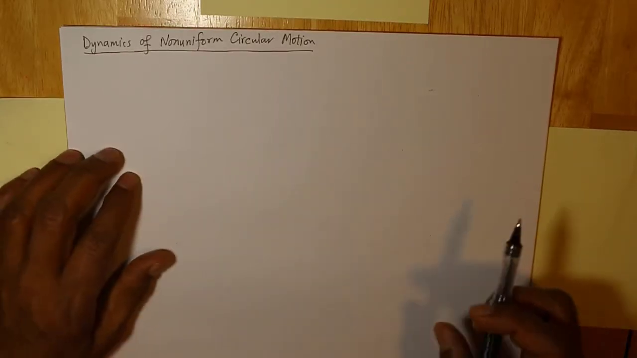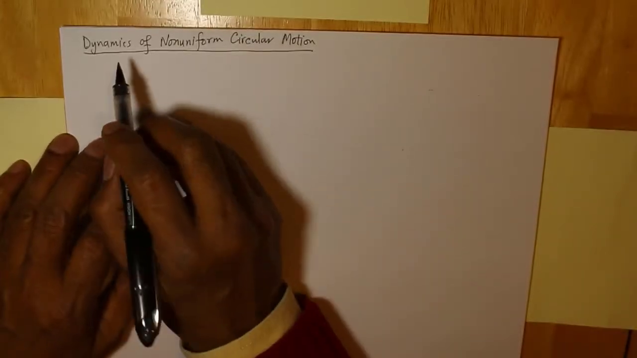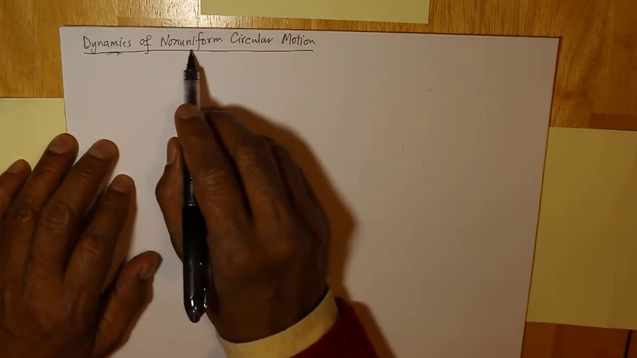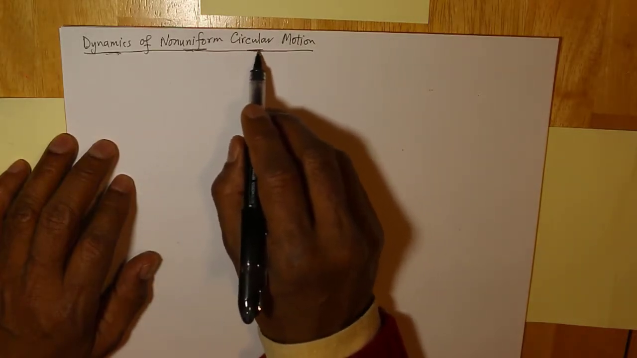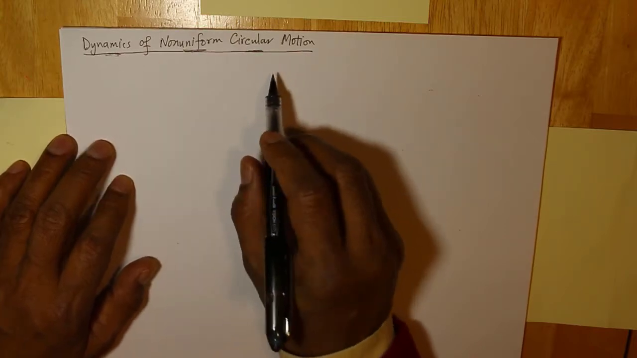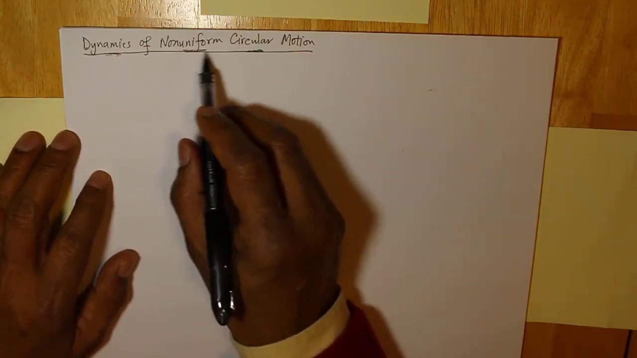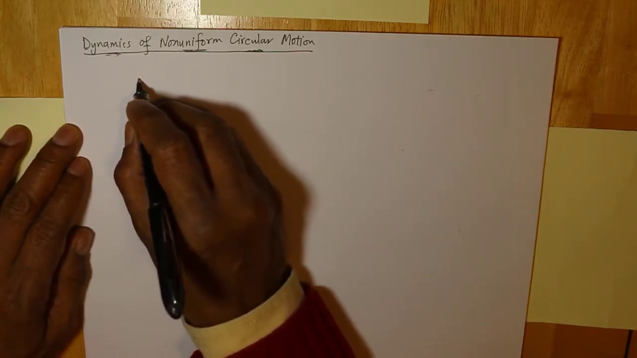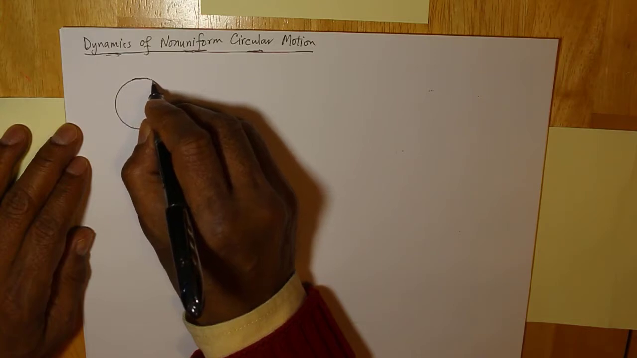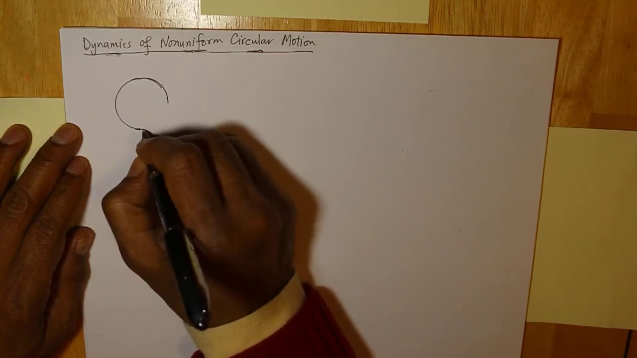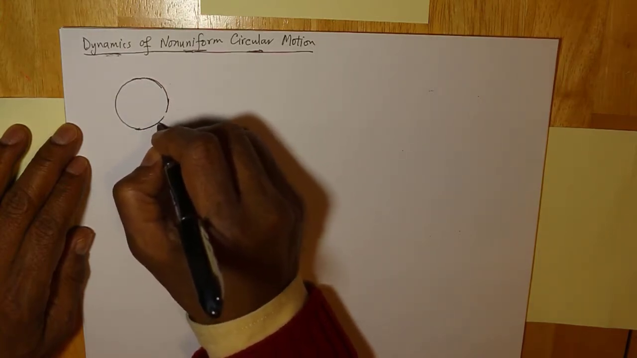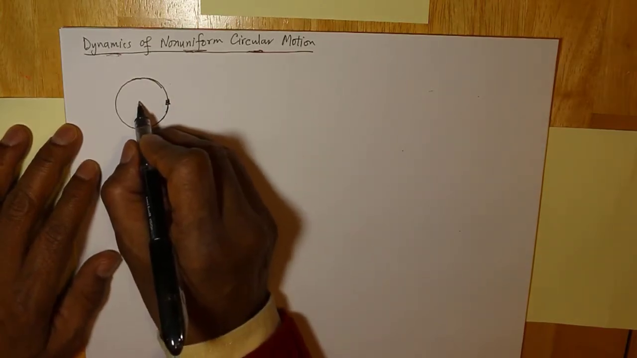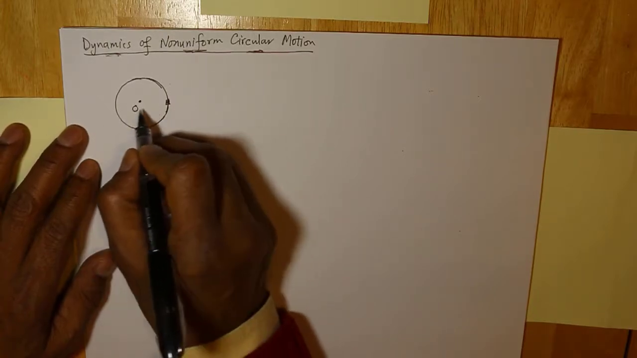Hello, in this video we are going to learn how to set up dynamics of non-uniform circular motion. So it is the general motion where speed is not necessarily fixed. So if you remember, if something is going in a circle, the acceleration at any point in the circle, and here is the center of the circle.